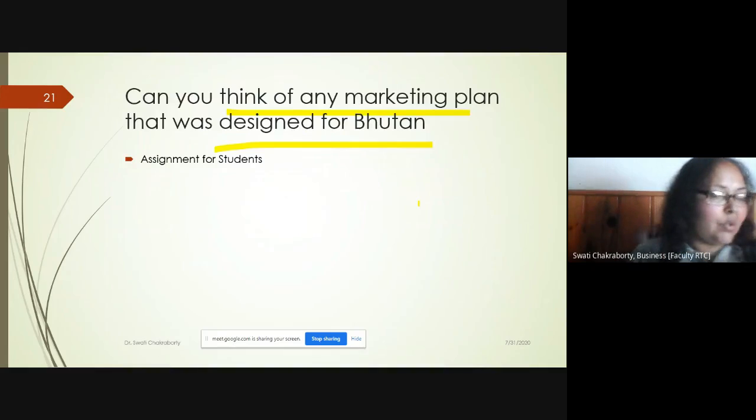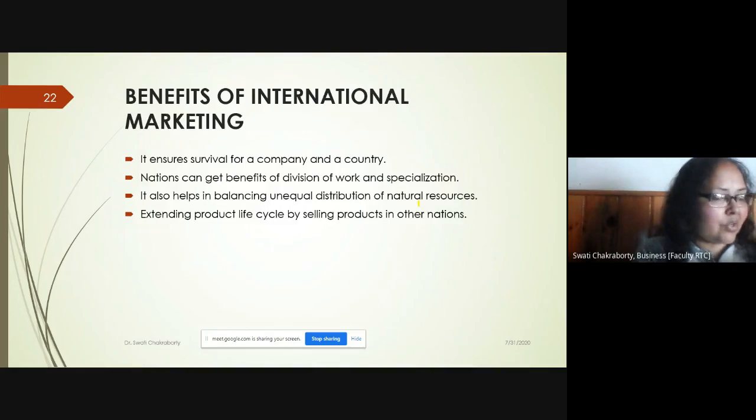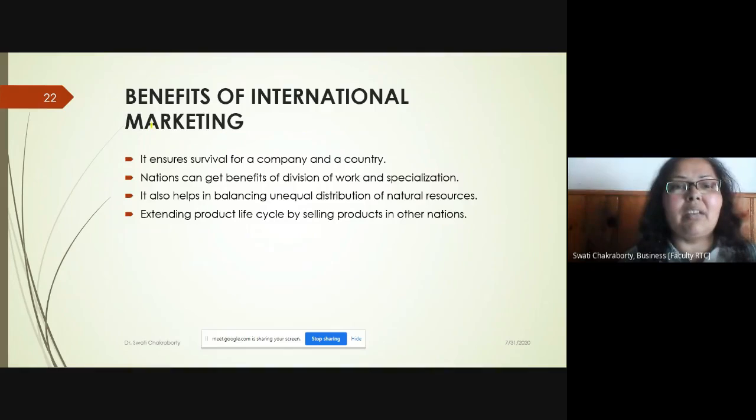So, the benefits of international marketing. What is the benefit? It guarantees the survival of a company and a country. Nations get benefits from division of work and specialization. You have specialized workers coming in, and division of work helps in balancing the unequal distribution of natural resources. You can use resources from different parts of the world.